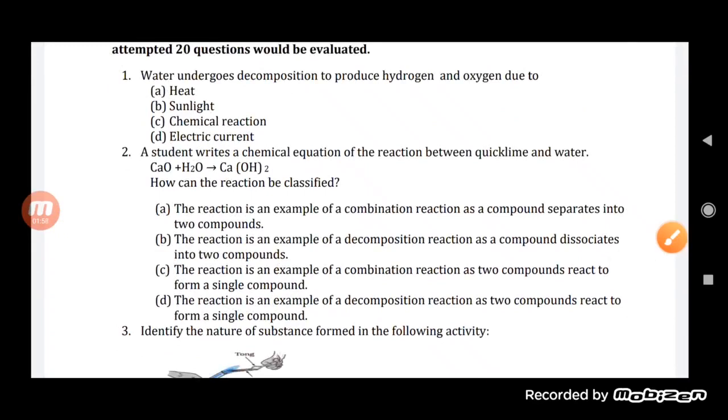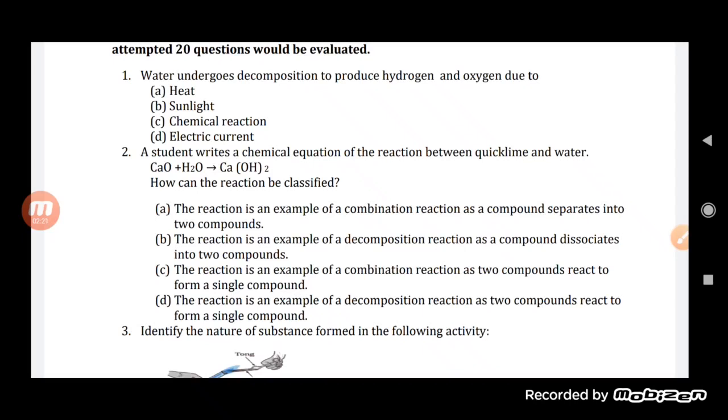A student writes a chemical equation of the reaction between quicklime and water: CaO plus H2O gives Ca(OH)2. How can the reaction be classified? Now see here, calcium oxide is there and water is there, and when both of them combine, there is a formation of calcium hydroxide. Now let us see what kind of reaction it is.